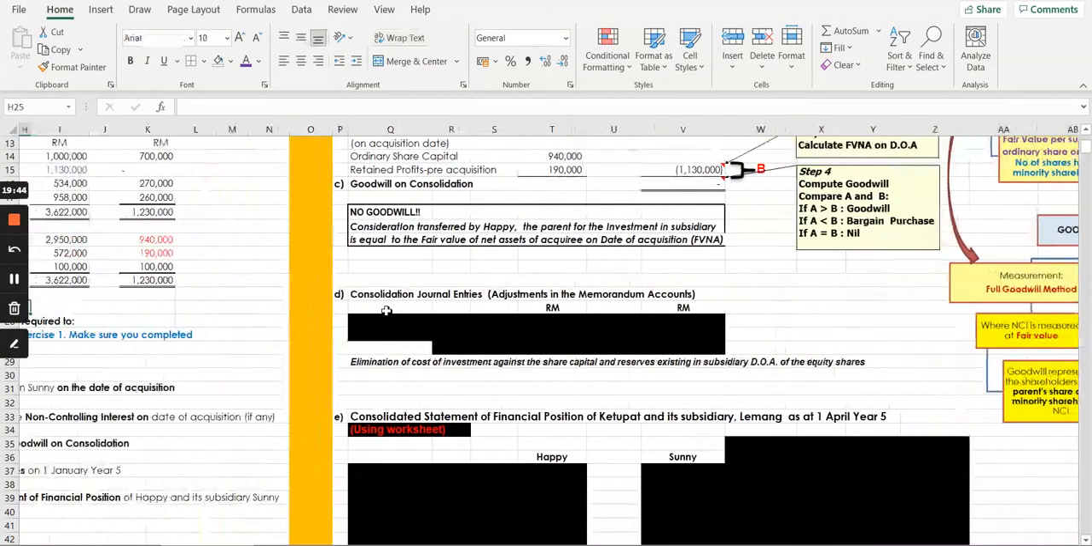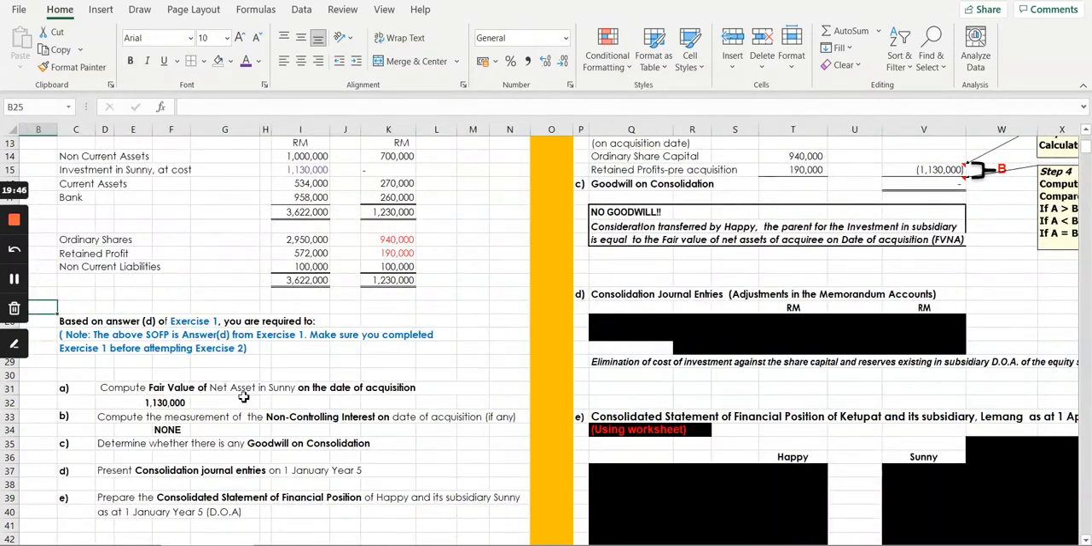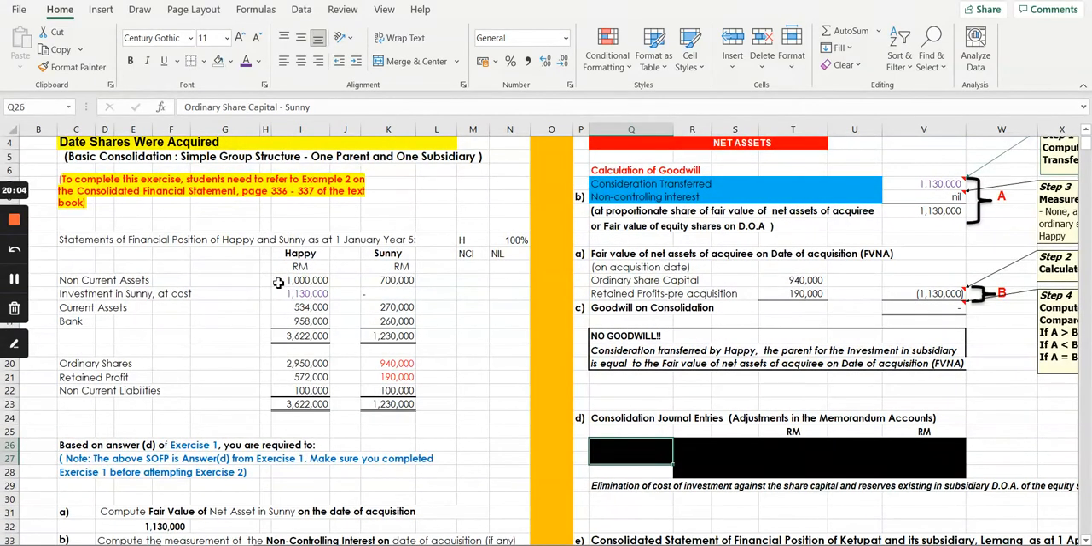Next, you are asked to do no goodwill. Okay, no problem, no goodwill. Then you are asked to present the consolidation entries. This is not the acquisition of the subsidiary that was done in the separate financial statement, but this is to do the consolidation, meaning that once the financial statements are combined, whatever should be cancelled off, meaning the investment in Sunny, for example, will need to be cancelled off because now Sunny is part of the group.